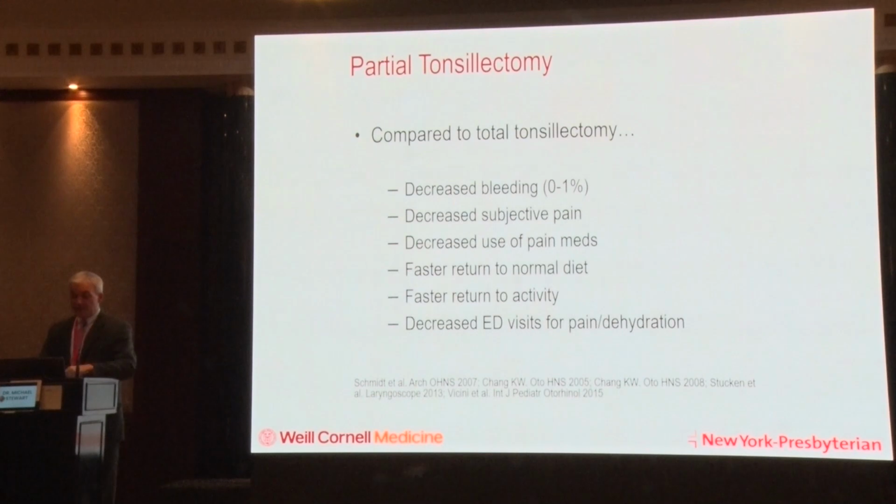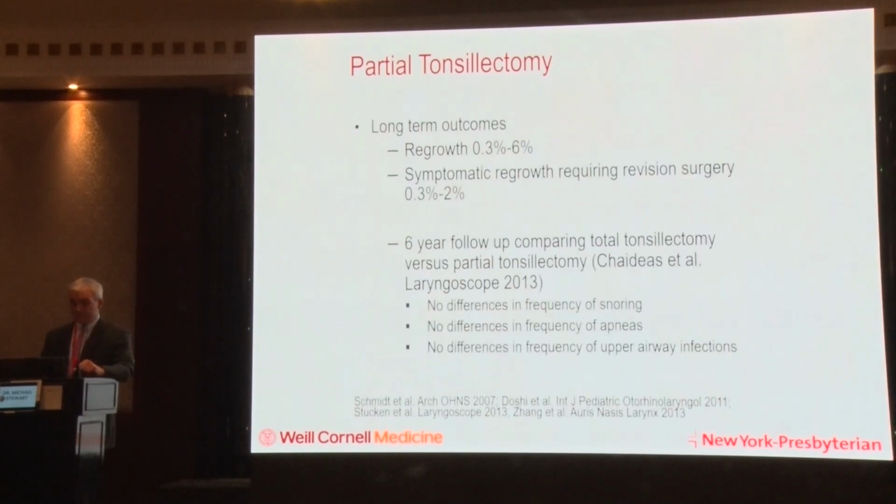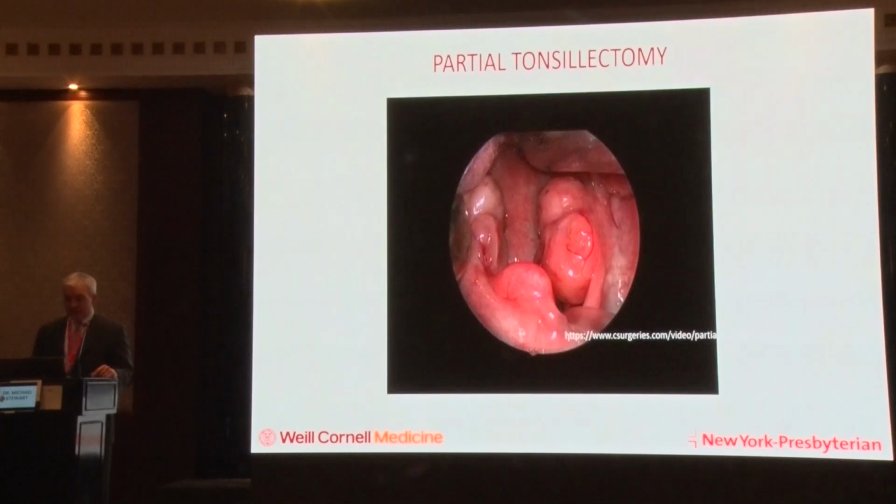They have decreased subjective pain, they use fewer pain meds, they return to normal diet quicker, they return to activity quicker, and they have fewer visits to the emergency room because of dehydration. The rate of regrowth is about 0.3 to 6%, but the rate of regrowth requiring revision surgery is much lower. It's as high as 2%, but actually in our experience, it's less than that. It's been less than 1% at our center. There was a 6-year follow-up study comparing total versus partial, and actually both groups did equivalently well. And this has been replicated in many other studies.